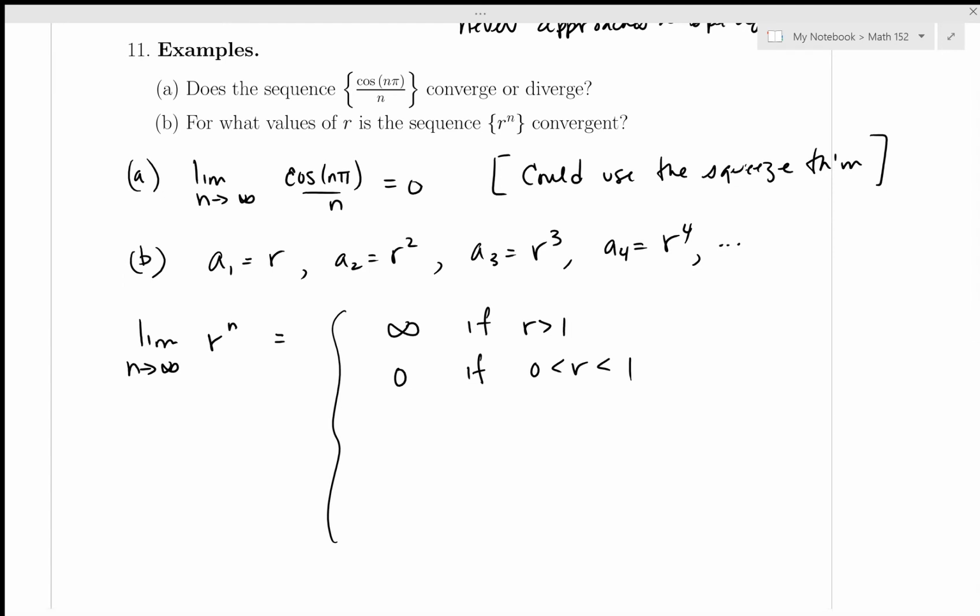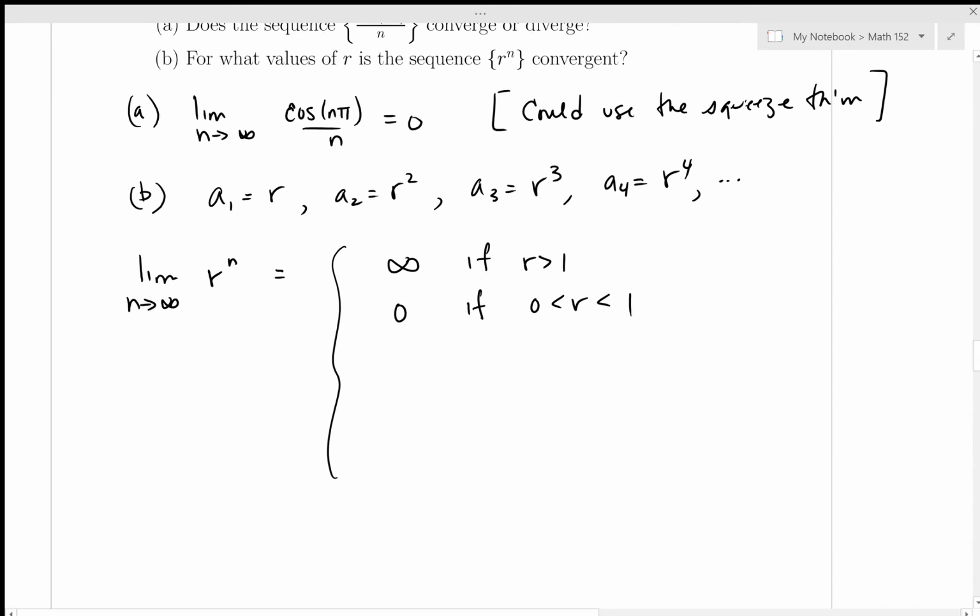Let's think. What have I not covered here? How about when R is 1? Then we have 1 squared, 1 cubed, 1 to the 4. That just keeps staying 1, so that clearly converges to 1. Sorry, I should have put it first. It converges to 1 if R is 1, because the limit as n goes to infinity of 1 to the n is equal to 1. Okay, what happens if R is between 0 and -1?